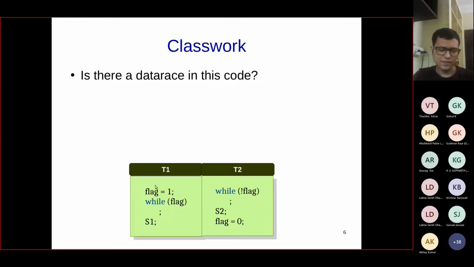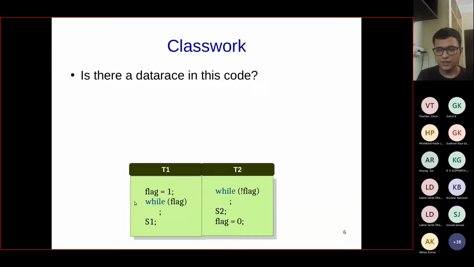It set flag to 1. Now, since the flag is 1, this will halt looping here because not of 1 is 0, so it will move on again. S2 will be executed and then flag will be made 0. And again, since flag is 0, this thread T1 looping at this while loop will move on, then S1 will be executed.